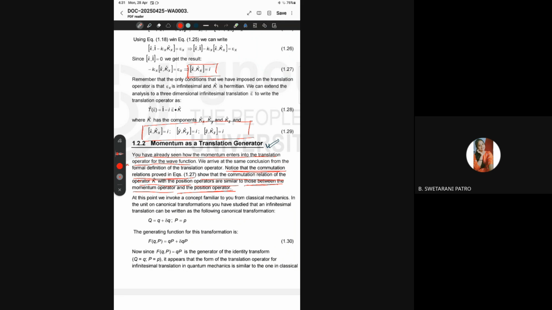X px. If we take x px, what do you get? The commutator.